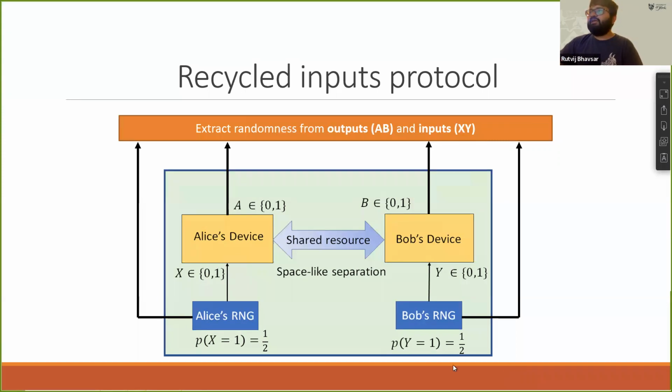In this protocol, Alice and Bob again perform repeated CHSH tests, but now with their inputs having uniform probability distribution. If they obtain the desired score, then they pass both outputs and inputs. So now it's different. Crucially, you pass both outputs and inputs to a randomness extractor to generate your final string of random numbers.